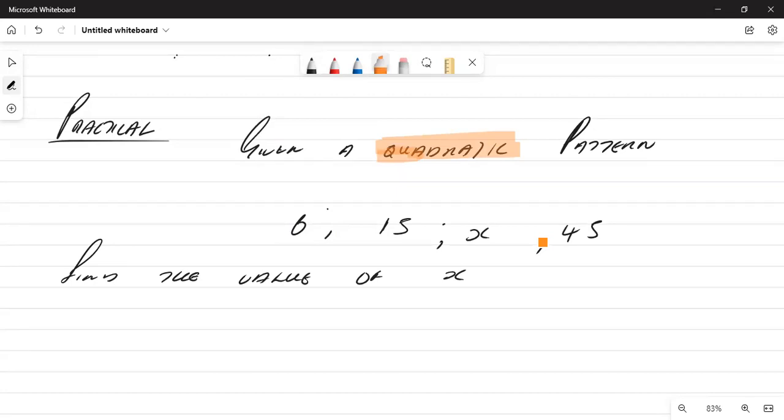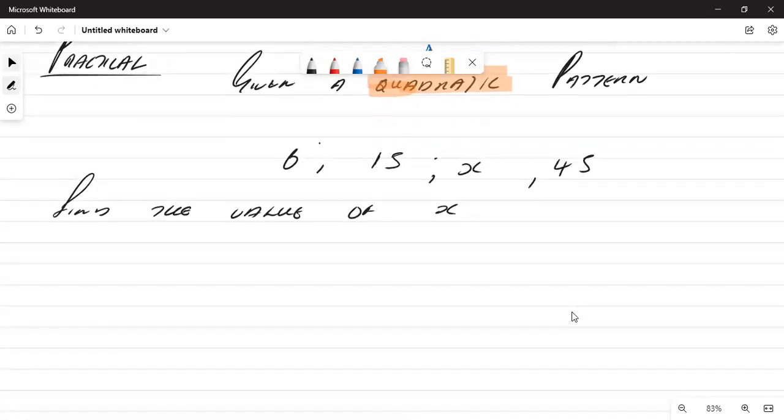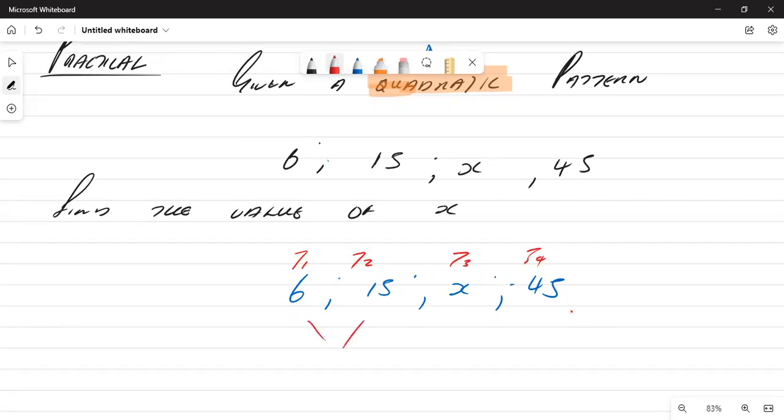If it is a quadratic pattern, the most important thing that you need to know is that the second difference is equal. So this is how you'll be able to work it out. We're going to take 6, 15, x, and 45. We are going to find our first difference using highest term minus lowest term. So we have T1, T2, T3, and T4. We're going to say T2 minus T1, which is going to be 9.